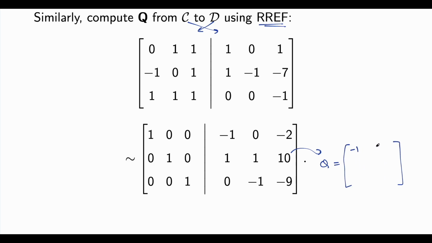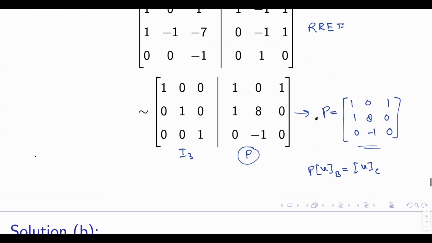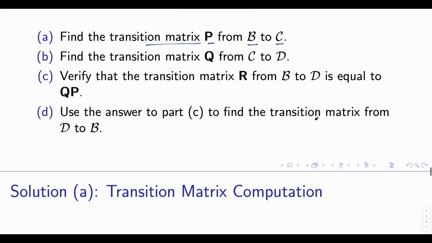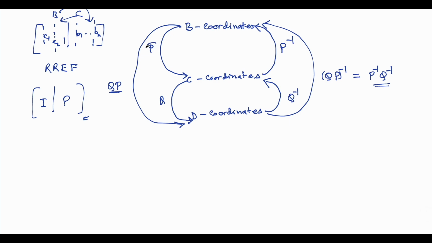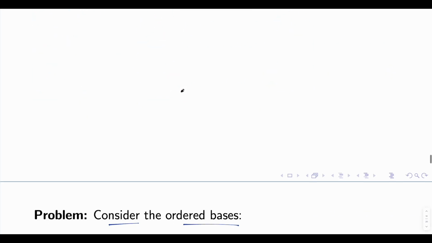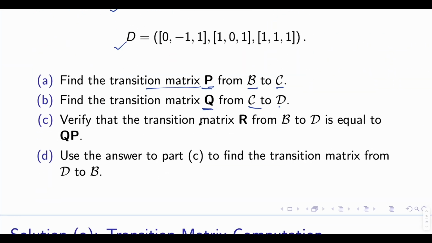Q will be -1, 0, -2, 1, 1, 10, and then 0, -1, -9. So this is Q. So what are parts A and B? If you see, parts A and B were: find the transition matrix P from B to C, find the transition matrix Q from C to D. If you look at this picture, B to C we have obtained P, C to D we have obtained Q, right? And what is part C?